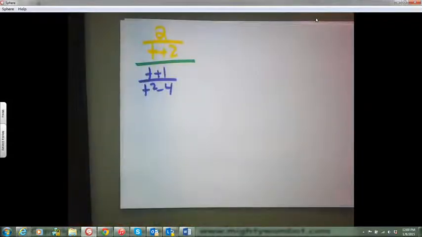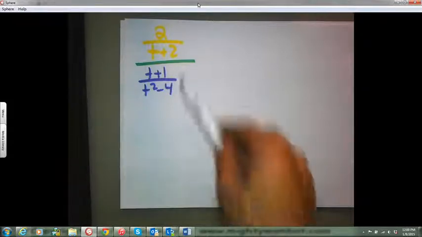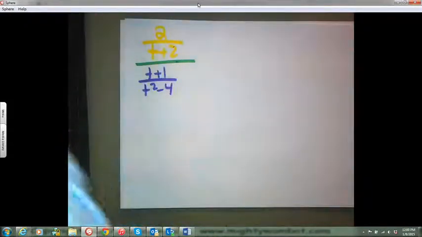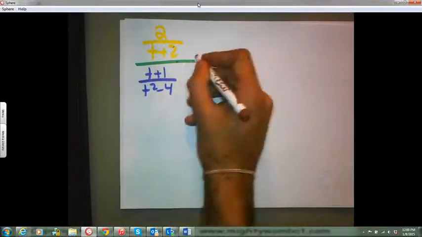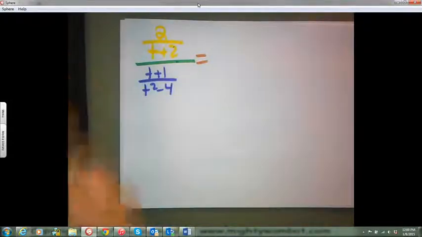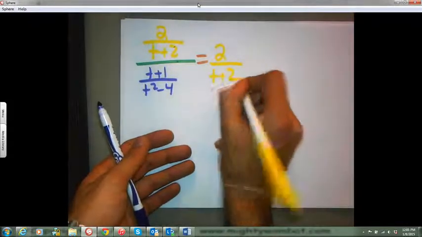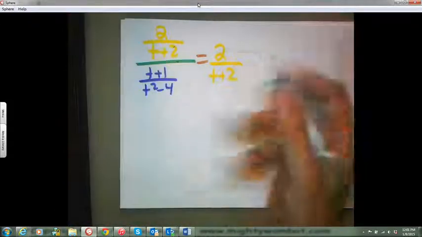So here we are. Now we have keep, change, flip. Fraction divided by fraction. So I'm going to keep the numerator. Change the division to multiplication. And flip this fraction.